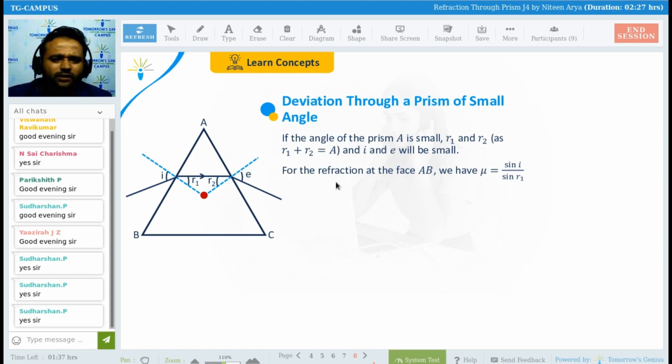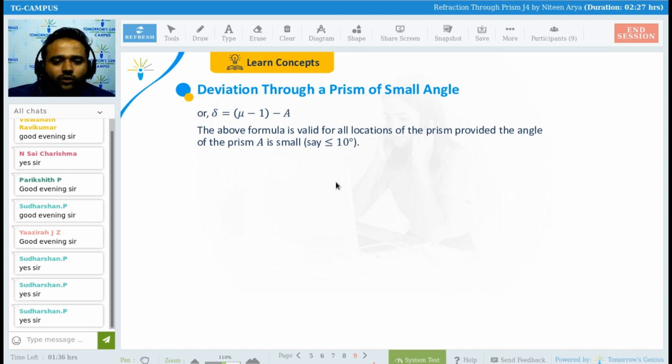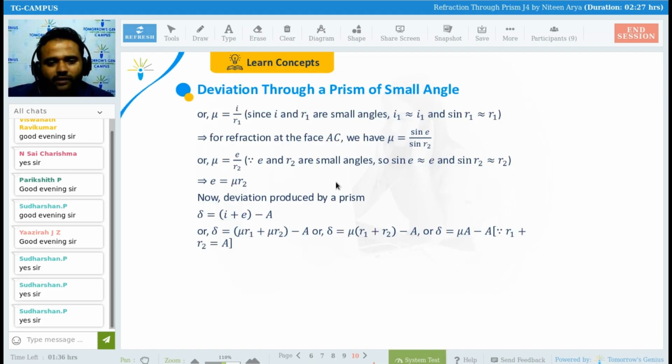So what is this deviation? If angle of prism A is small, R1 plus R2 is A, and I and E will be small. For the refraction at the surface AB, mu equals sin I by sin R1, and the angle of deviation is going to be (mu minus 1) times A. The above formula is valid for small prisms, provided the angle of the prism A is less than 10 degrees. That is just the written format of what we already did.